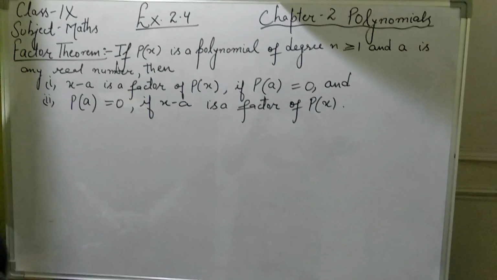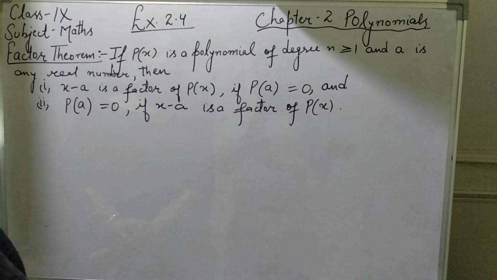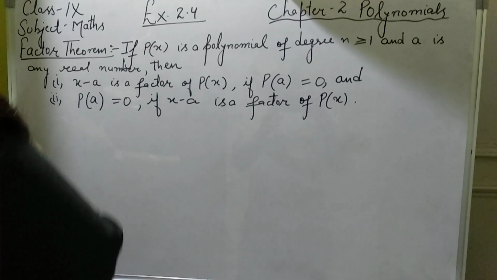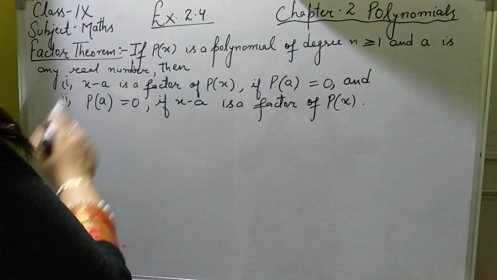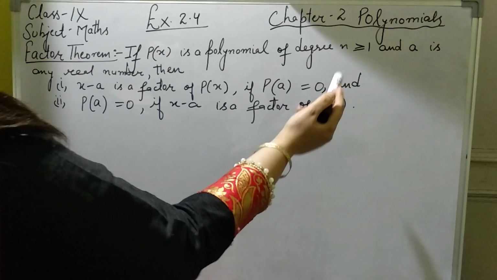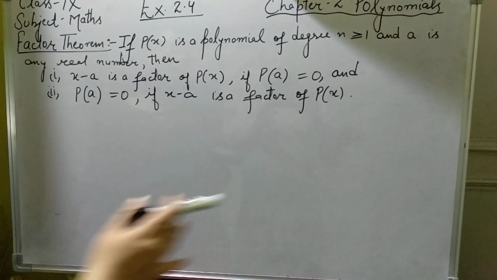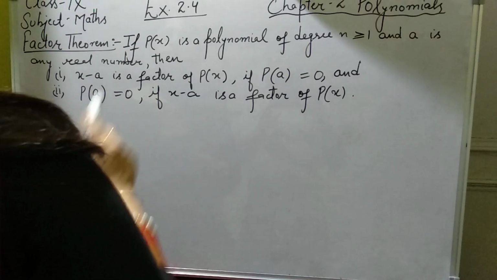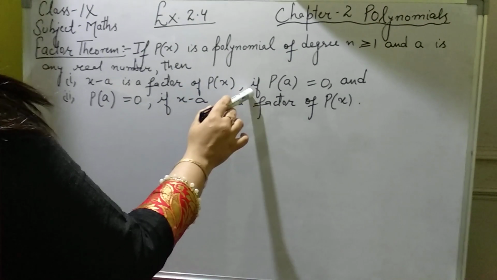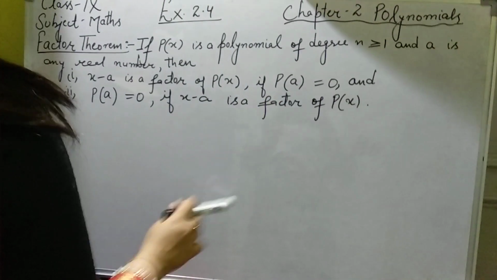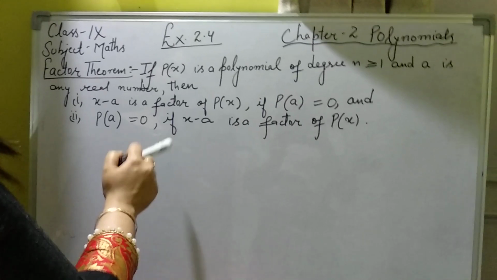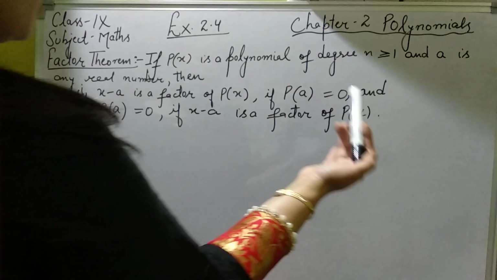Students, today we will start exercise 2.4 of chapter number 2. Before starting the exercise, there is a concept of the factor theorem. What the factor theorem says: if p(x) is a polynomial of degree n greater than or equal to 1 and a is any real number, then x minus a is a factor of p(x) if p(a) is equal to 0, and p(a) is equal to 0 if x minus a is a factor of p(x).